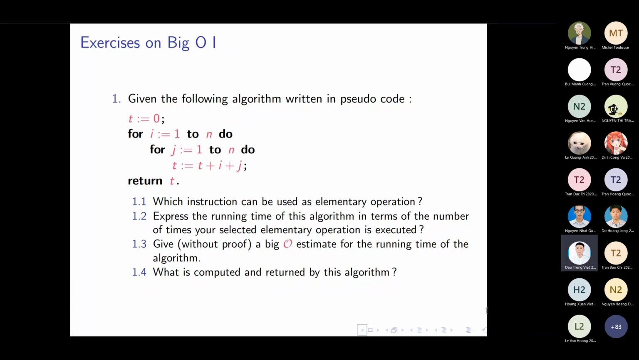So if I choose another elementary operation, I will get another running time, which is not a problem. You can choose another but it should be approximately the one with the highest number of executions per run. Yes. Okay. Does anyone have any other question? Or can we move on to exercise 2?